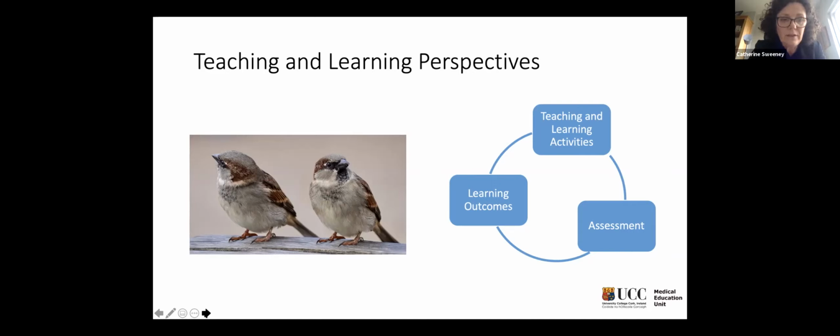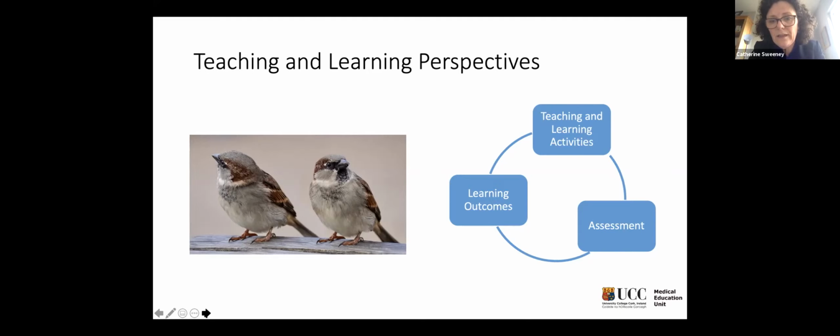The teacher looks at it differently. The teacher looks at it from the beginning and says, right, what do I want students to learn here? So they start with learning outcomes and then think about teaching activities that they're going to design so that students learn what they want learned, and then they put the assessment at the end.